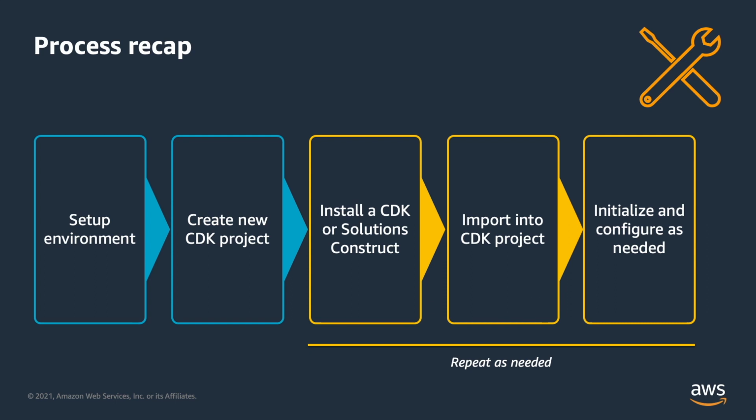Now, once we are all squared away with our baseline project, it's an easily repeatable process to add pieces of your architecture in. First, simply install a Solutions construct or CDK construct from npm. Then import that construct into your project using an import statement. Finally, go ahead and initialize and configure it as you need. You can repeat those three steps as many times as needed until you have your architecture fully functional and mapped out.